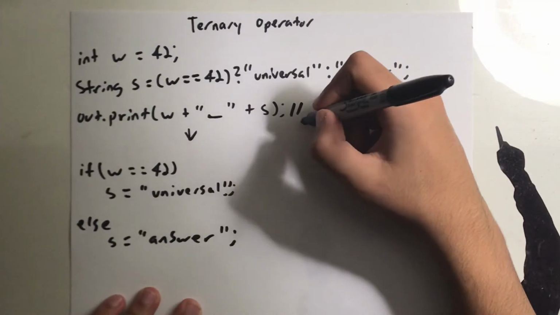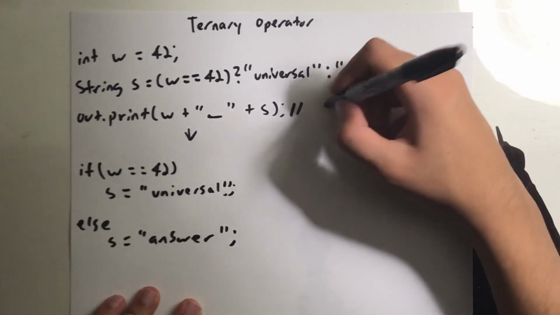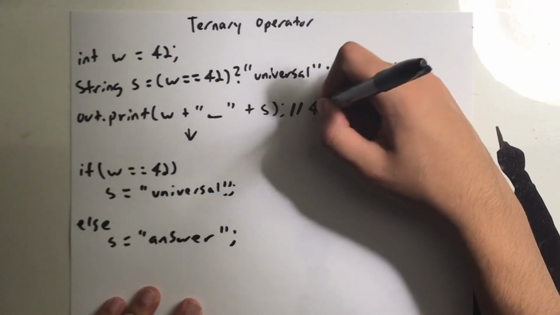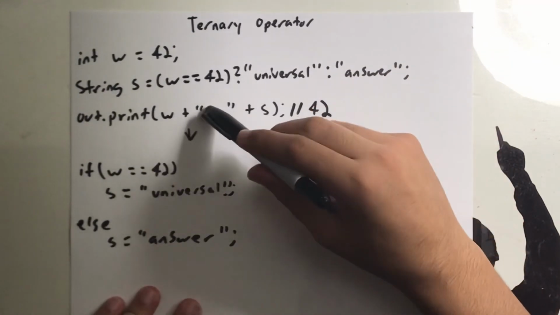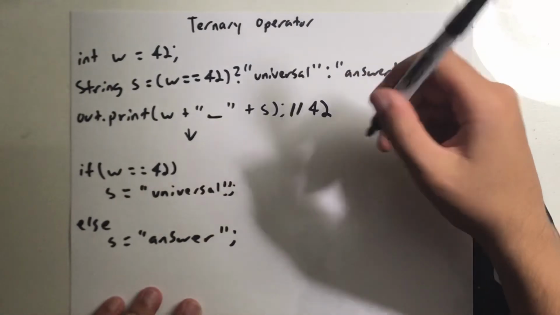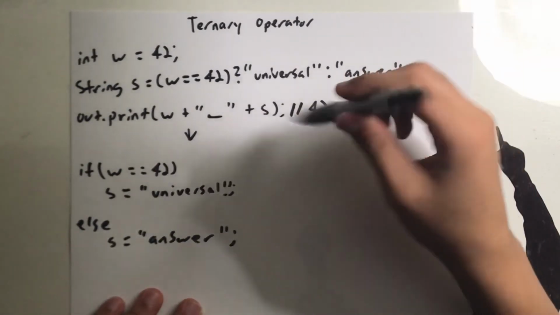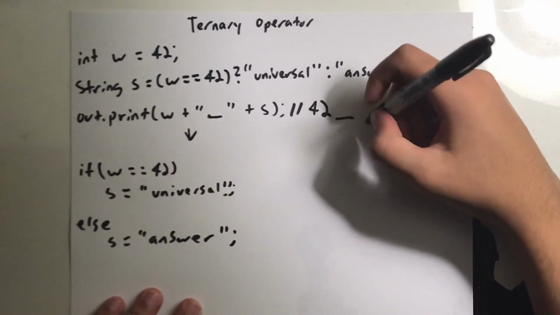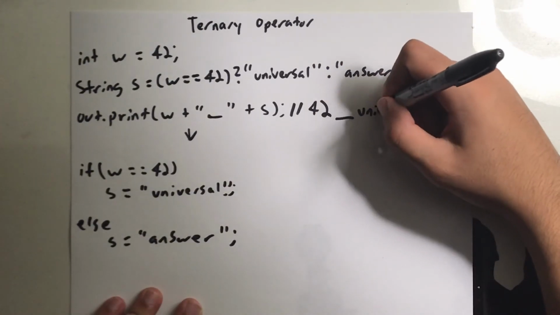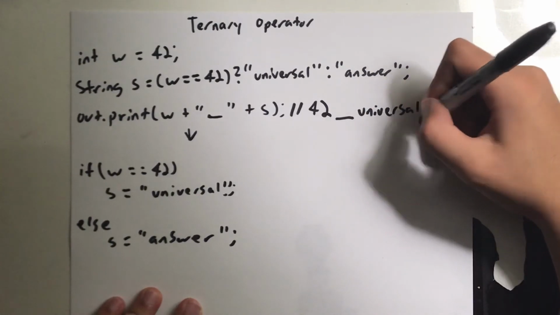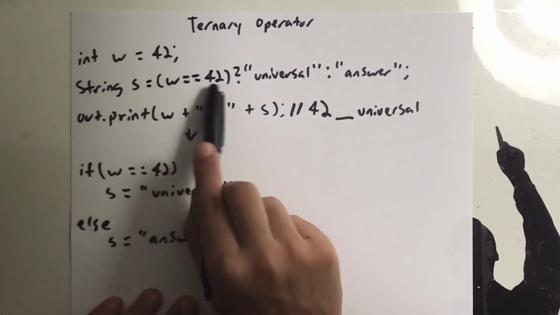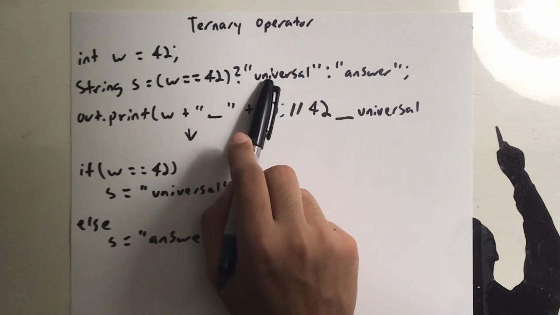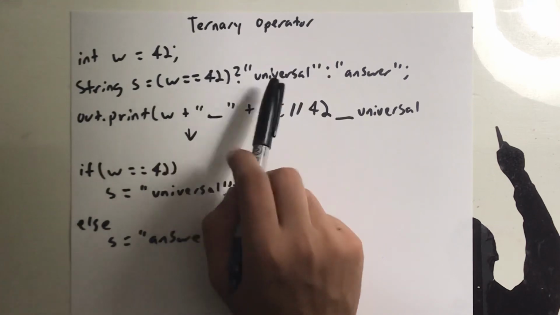So when we print this, it's gonna print w, which is 42. And I made a mistake. I meant to put a space, but because I used an underscore, I'm gonna print an underscore. And then s we said was universal because w does equal 42. So now it's gonna print universal.